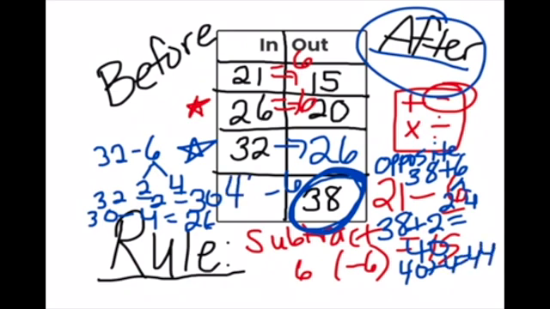Okay. Let's see if that would make sense. 44 minus 6 is 38. Well, 44 minus 4 is 40. Minus 2 more is 38. So, yep, see, that works. When I'm given the output, remember, in order to find the input, just kind of do the opposite. The opposite of subtracting is adding.